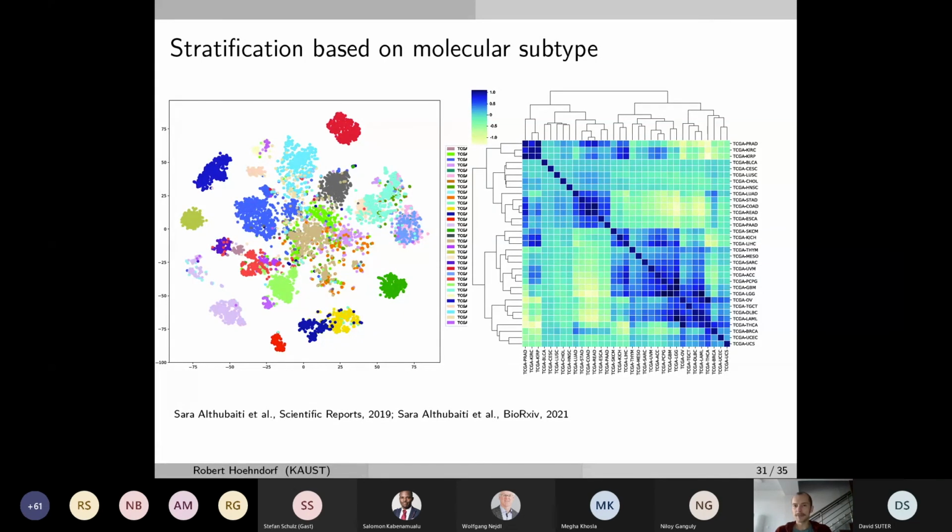On the right-hand side, it's simply a classification of cancers based on their molecular mechanisms, also produced based on the embeddings that our model has used.